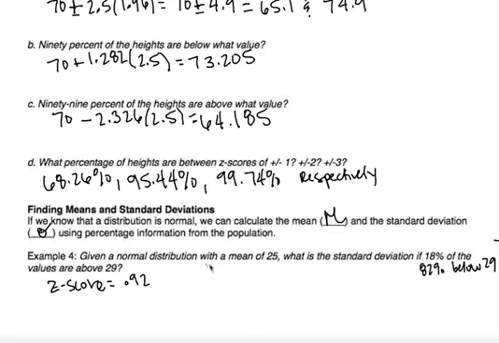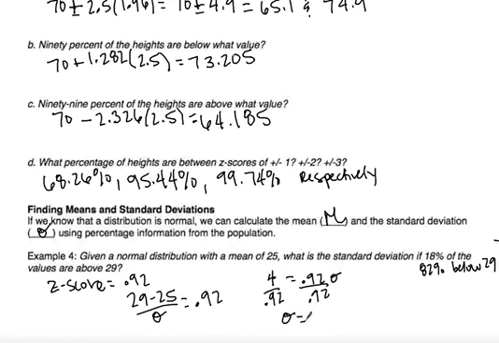So what that means is 29, which is the value that we are looking at, our x value, minus our mean over our standard deviation would be equal to 0.92. So we could multiply both sides by sigma. So we would have 29 minus 25, which is 4, equals 0.92 times sigma. Divide both sides by 0.92, and that would tell you what sigma was, which is your standard deviation. So your sigma would be 4.35.